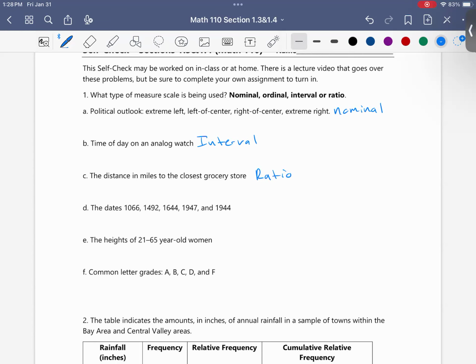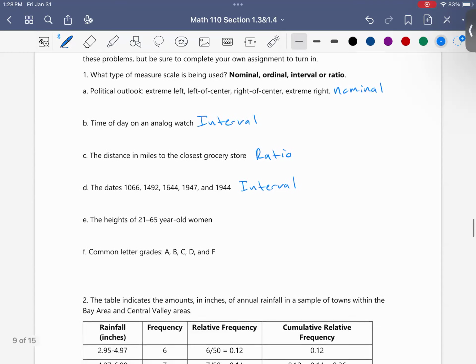For part D, the dates 1066, 1492, 1644, 1947, and 1944 is going to be another interval measure scale. Letter E, the heights of 21 through 65-year-old women. This is another ratio measure scale. Part F, common letter grades, A, B, C, D, and F. This is going to be an ordinal measure scale. Okay, so that's number one.